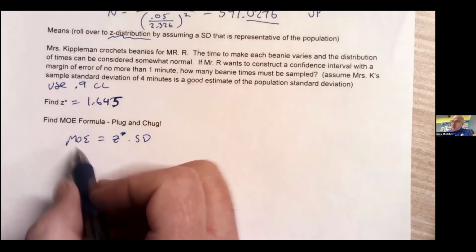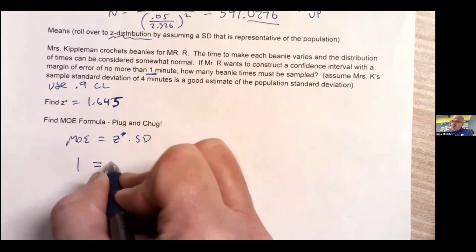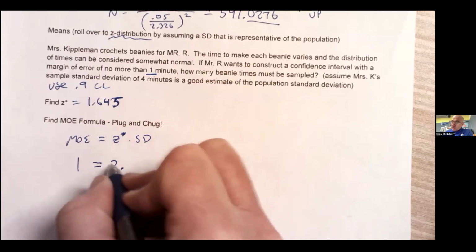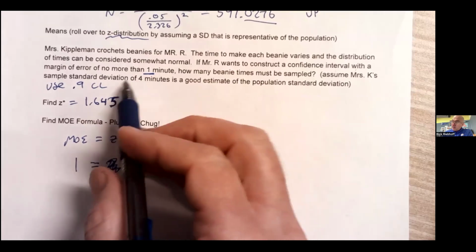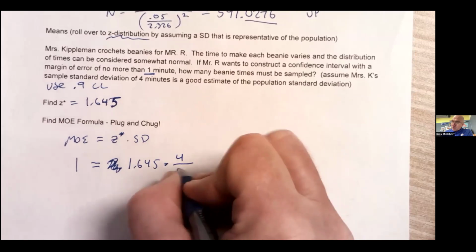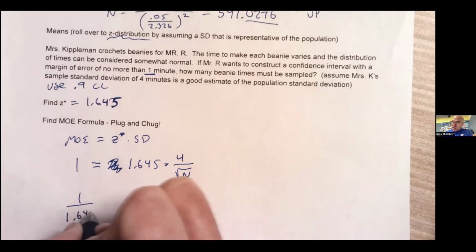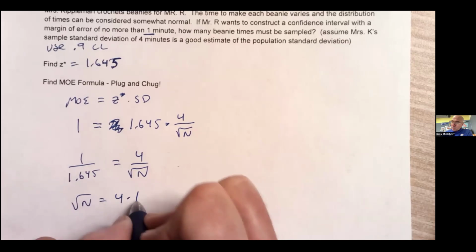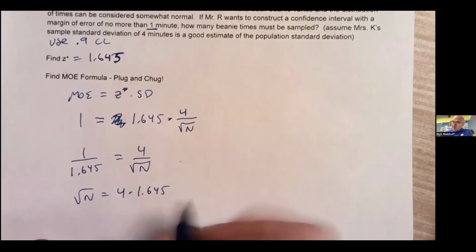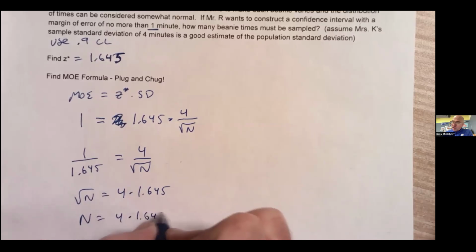So let's do it. Margin of error we want within 1 minute. So 1 minute is equal to 1.645 times the standard deviation, and her standard deviation was 4 minutes over the square root of n. This one's a little easier. We're going to divide both sides by 1.645. That equals 4 over root n. Cross products, remember that? Root n is equal to 4 times 1.645. Then I'm going to square both sides. n is equal to (4 times 1.645) squared.